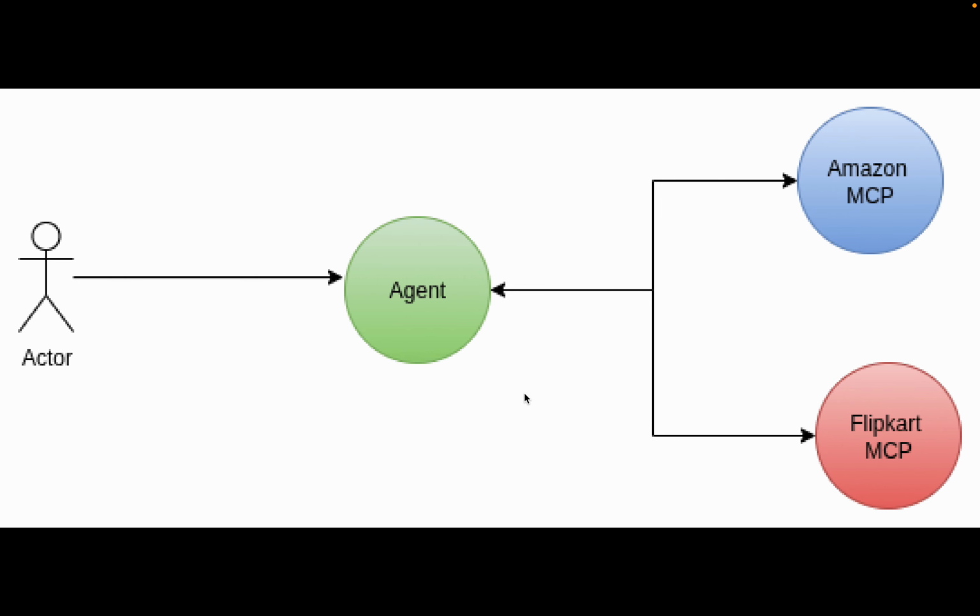Here we can see that we have two MCP servers, the Amazon MCP server and the Flipkart MCP server, and we have an agent and a user. We are asking for a comparison of the price of a product between Amazon and Flipkart. The agent will communicate with Amazon to get the price of that particular product, and it will also get the price from Flipkart, compare them, and the result is sent back to the user. We'll see how we can implement this.